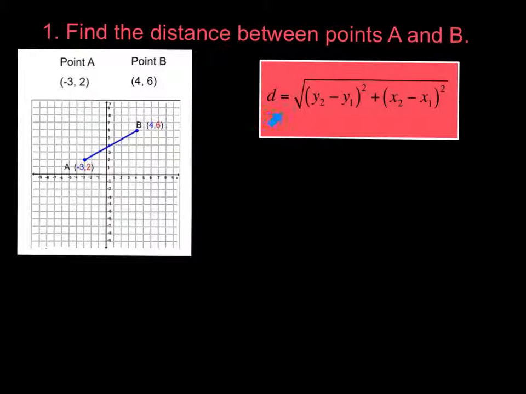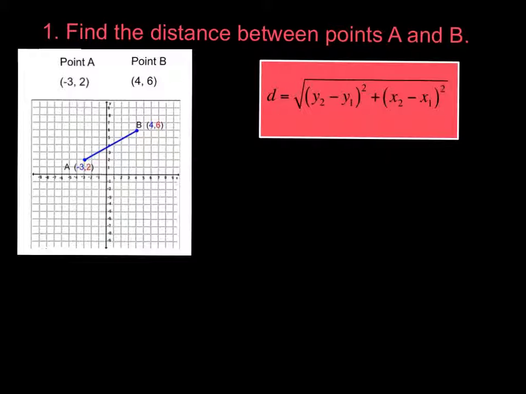So I would recommend that you write down the distance formula on each problem that you're working out for distance. Not only will it help you memorize it, but you'll know where to plug in the numbers that we need. So D stands for distance. We need to find y2, y1, x2, and x1. And all 4 of those numbers are right here.